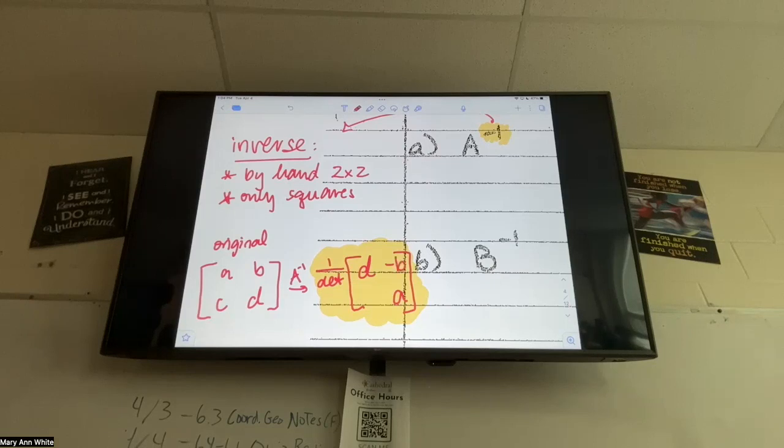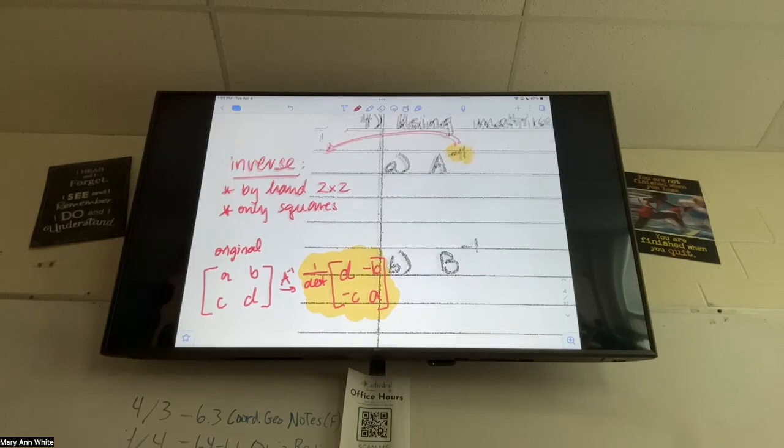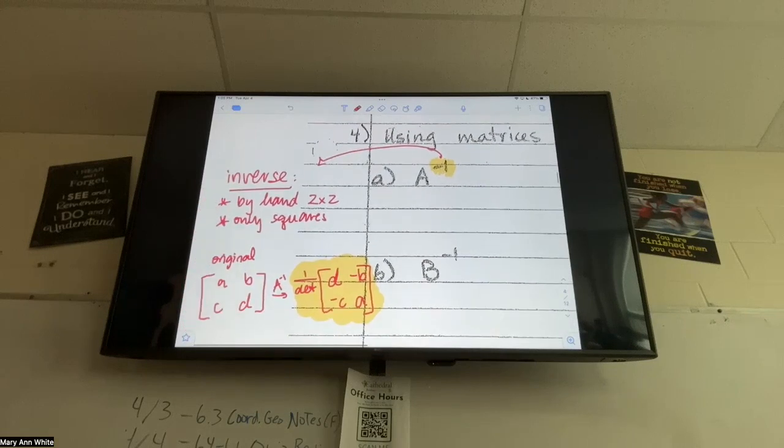I know I just wrote C, but I changed it to a B, sorry. I couldn't talk and write at the same time. B and C stay in the same spot. They just change their sign. So if it was positive, it's negative. If it's negative, it becomes positive. And then we're gonna distribute that 1 over the determinant by everything inside, okay? So I wanna get through inverse of A and B, and then I think we're good for today.